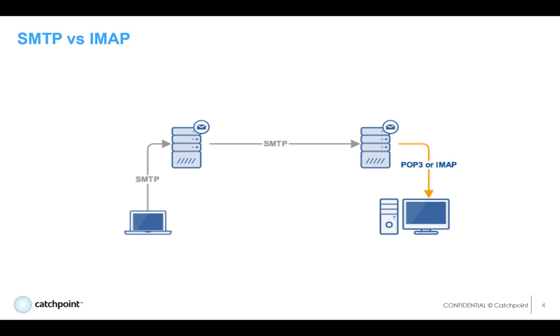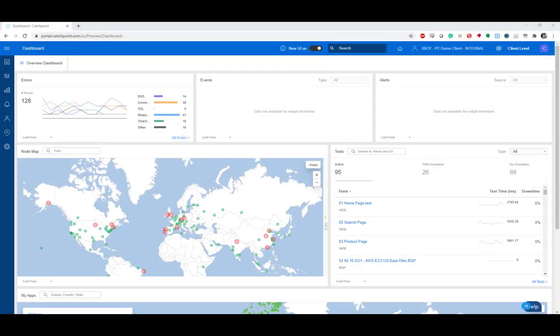Now, the value of Catchpoint synthetic tests goes beyond simple health tests. Catchpoint can send an email as part of its synthetic test, so it can tell you whether or not your service is operational rather than just online. Now that we're all caught up with SMTP versus IMAP, let's go ahead and design some relevant tests.